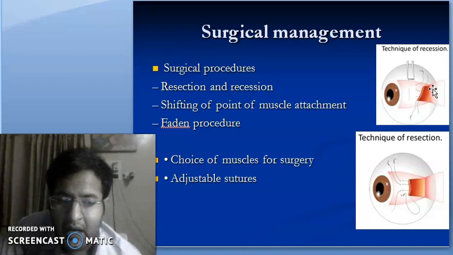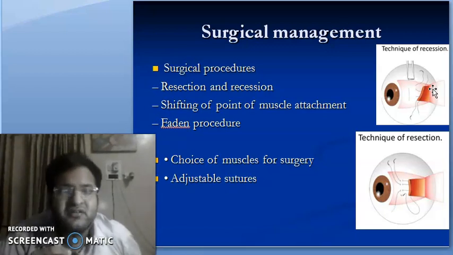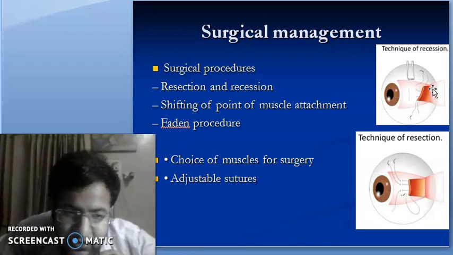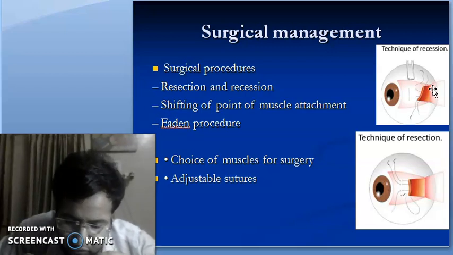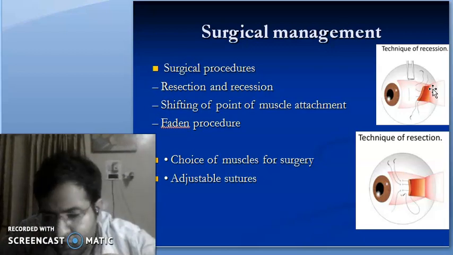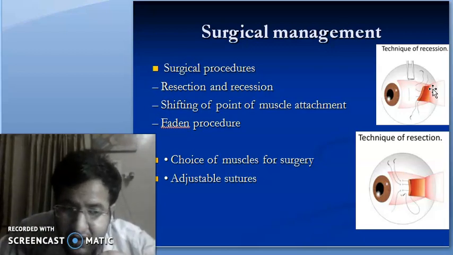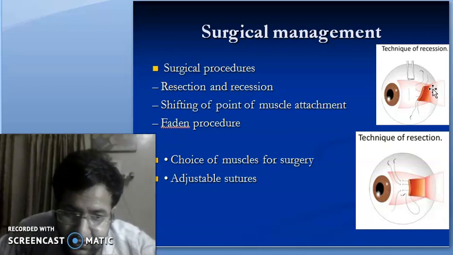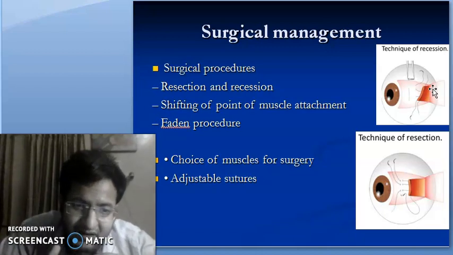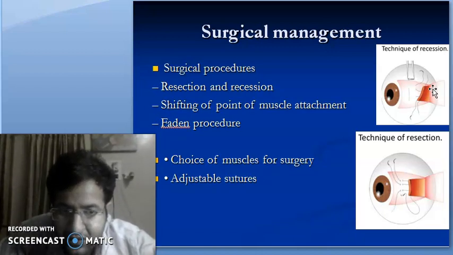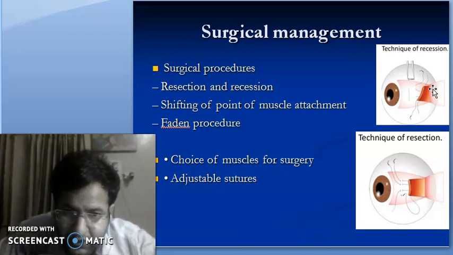Okay. And now there is a new technique called the adjustable sutures. Adjustable sutures are used for the minor corrections. We correct the strabismus and we put the sutures, and after the post-operative day we still see about 20 degree of correction still remains. So the adjustable suture helps to adjust 20 degree, 30 degree, what can remain after the surgery, in the OPD only. So the adjustable sutures can also be helpful.